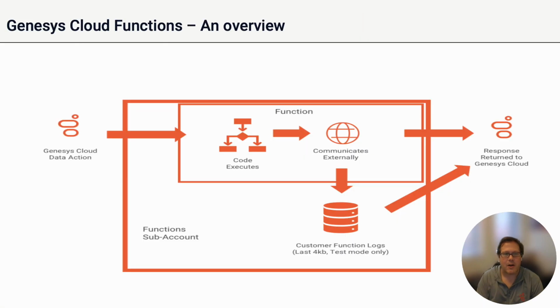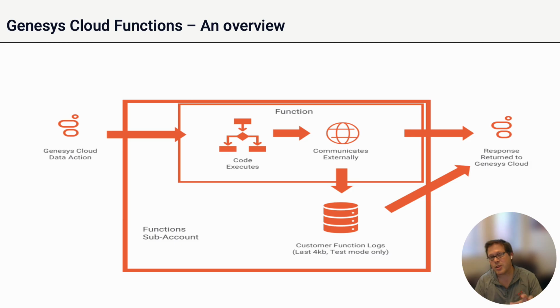So let's go ahead and take a look at the architecture of a Genesys Cloud function. Now, data actions are the entry point into Genesys Cloud Functions. A data action basically is going to provide the input and output contracts that are going to be passed to the function. It's also going to provide some basic data mapping into the function. Once a data action is invoked, the code that you upload is going to execute. It's basically going to allow you to carry out your own custom business logic.